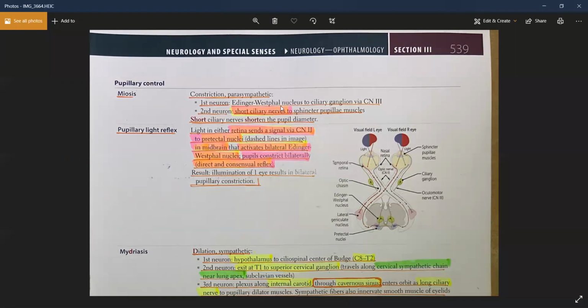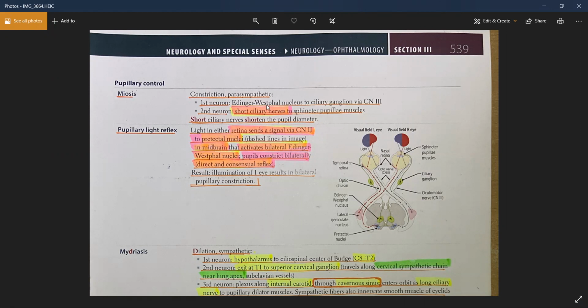Does anyone remember where this nucleus is present? On the periphery or in the center? On the periphery of the third cranial nucleus. The whole nucleus is in the center of my midbrain, but in that nucleus you have two parts, one is the peripheral part and one is the central part. In the central part you have the motor nucleus. In the periphery you have the Edinger-Westphal nucleus.